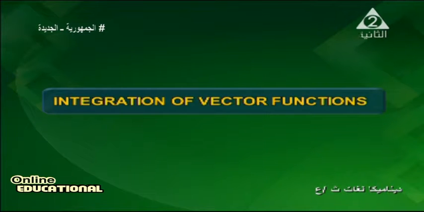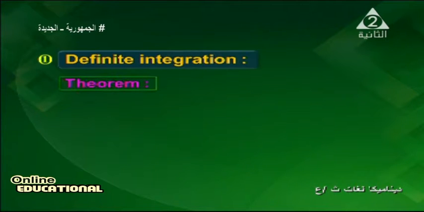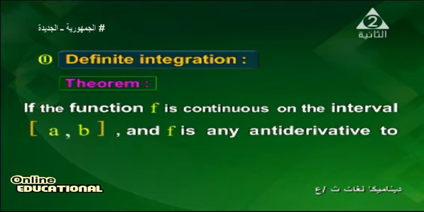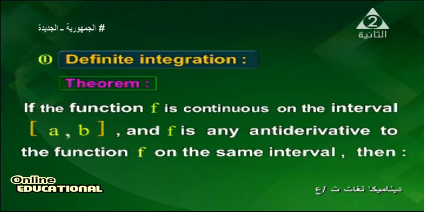Integration of vector functions. Definition. Theorem 1. If the function f is continuous on the closed interval a and b, and F is any antiderivative of the function f on the same interval or in the same domain, then the integration of f of x dx from a to b equals F of b minus F of a.